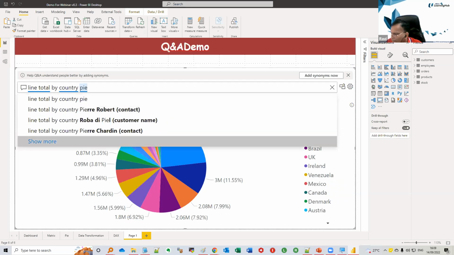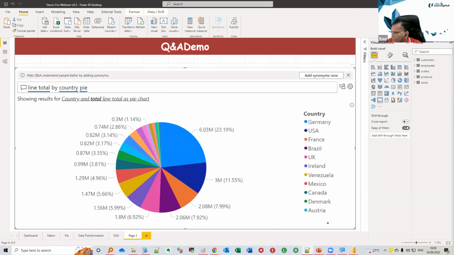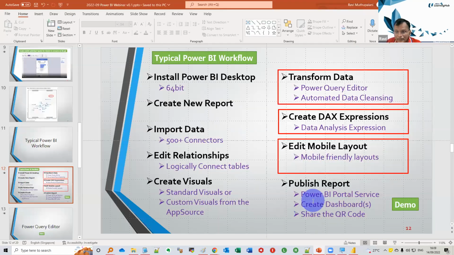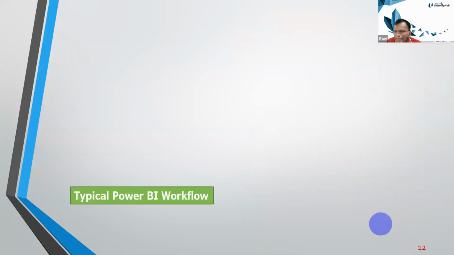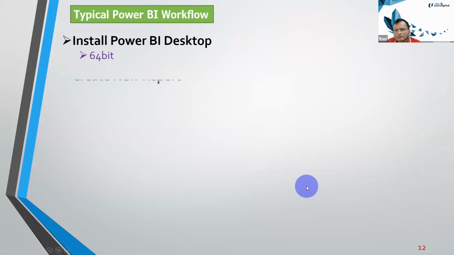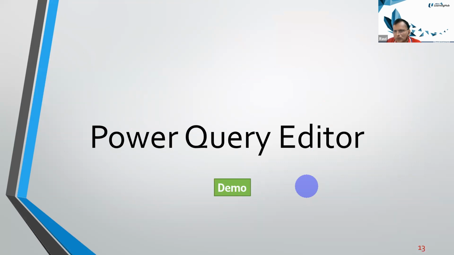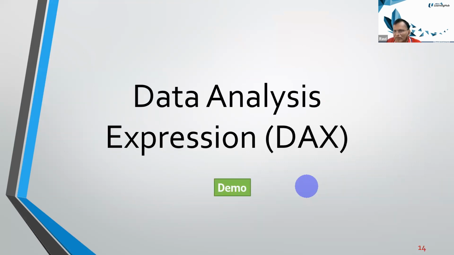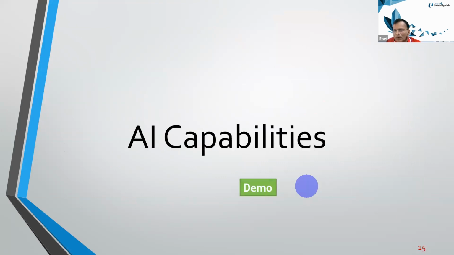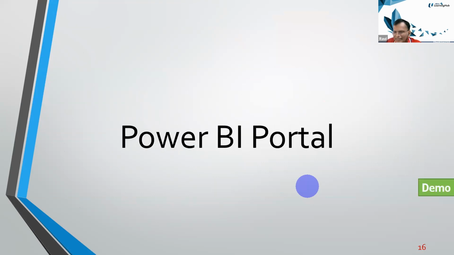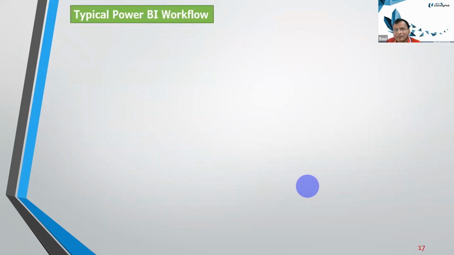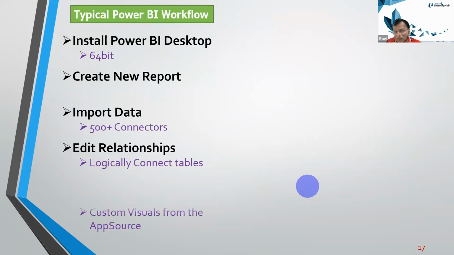So coming back to the slide, anything I have left out? Yeah, go back to the slide. Demo. So we have seen the Power Query data to transform the data. We also did a data analysis expression demo. Okay, and also we have seen the AI capabilities, which is the Q&A, and also there's an insight, which we'll see later. Okay, and also the Power BI portal where you publish the data into it. Okay, so these are the first.